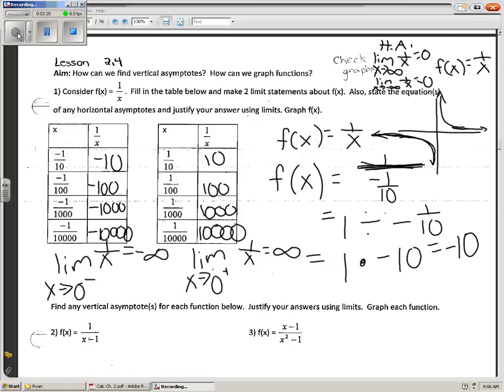So I will now leave you to try the rest of the graph. Please do standard things like find the domain, any asymptotes. Also make sure you find any intercepts. And in terms of the asymptotes, please justify your answers in terms of limits. All right, good luck.